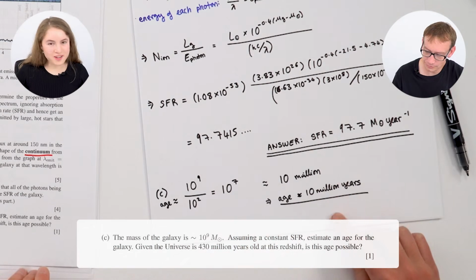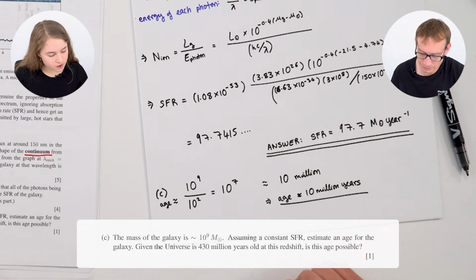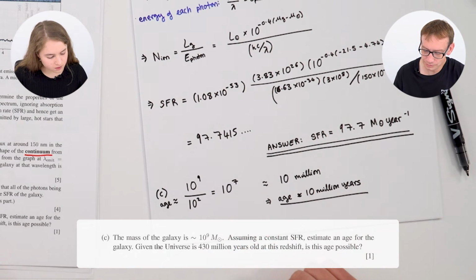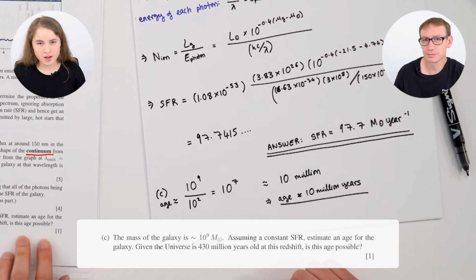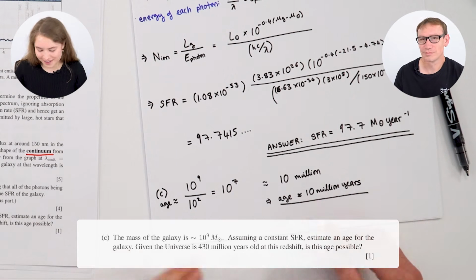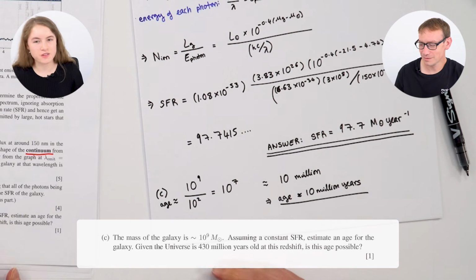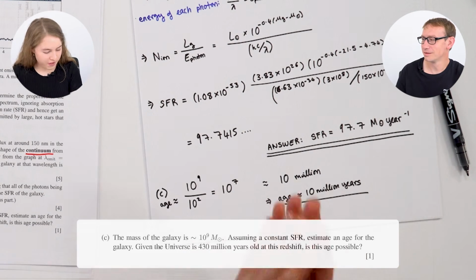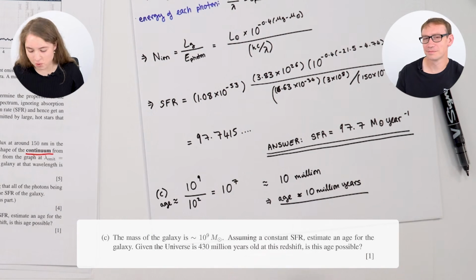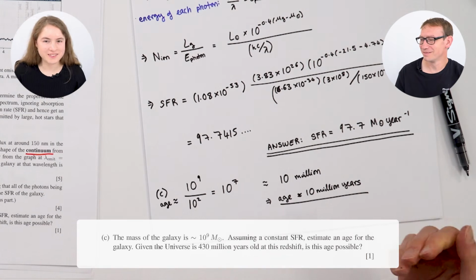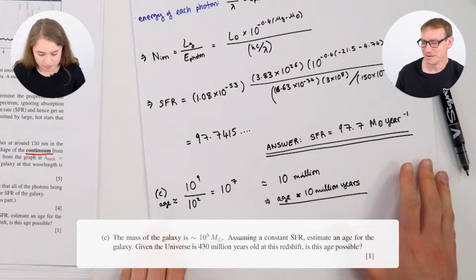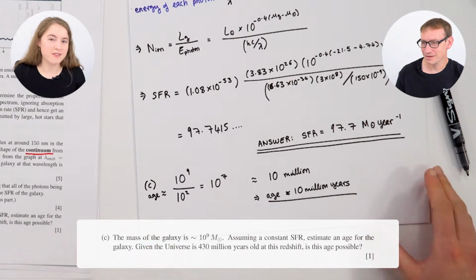And this is really good because they've said, given the universe is 430 million years old at this redshift, is this age possible? And it is, because 10 million years is quite a bit less than 430 million years. So there's been plenty of time for this galaxy to get born, evolve, exist. This is good. So the answer to that last part is yes, this age is possible. So that last bit, actually not a lot of work for that last mark, so it's quite a nice finish.